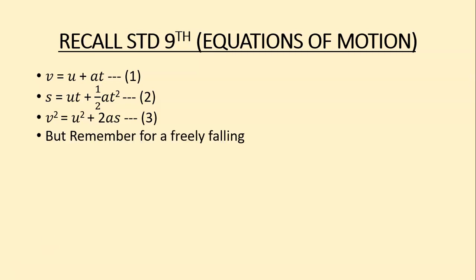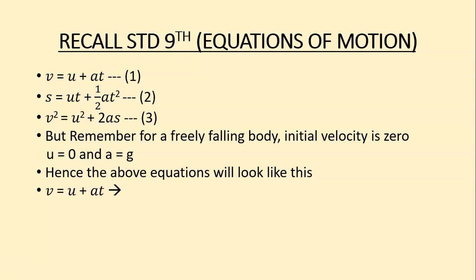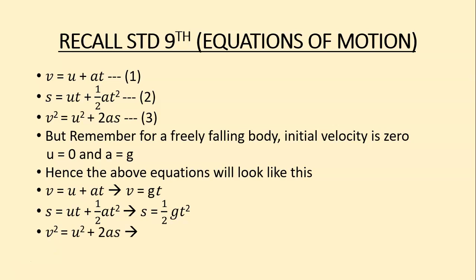But remember, for a freely falling body, initial velocity is 0. So, U is equal to 0 and A is equal to g. Hence, the above equations will look like this. V is equal to U plus AT becomes V is equal to gt. S is equal to ut plus half at square becomes S is equal to half gt square. V square is equal to u square plus 2as becomes v square is equal to 2gs.